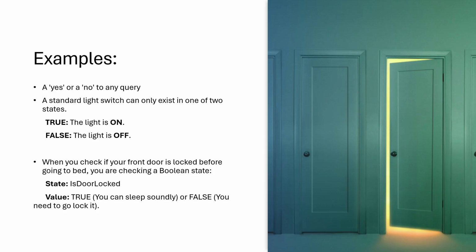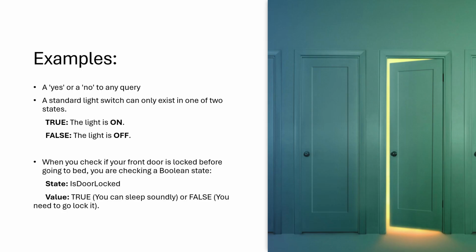For example, a yes or no to any query will be taken as Boolean. A standard light switch can only exist in one of the two states: true if the light is on, false if the light is off. Or when you check if your front door is locked before going to bed, you are checking a Boolean state.